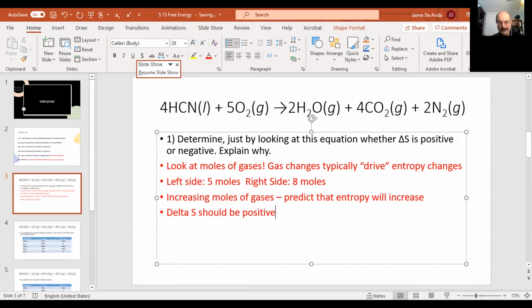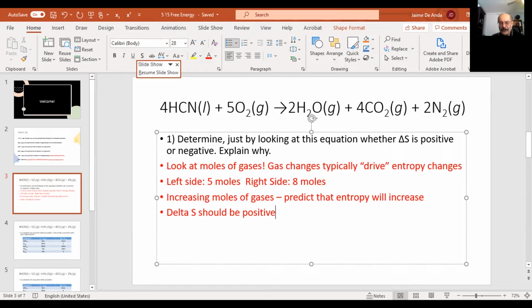You look for 2 major things. Is there a change in physical state from, let's say, solid to liquid or liquid to gas? And if there are gas reactants and or products, how does the number of moles of gas change? Because they're going to drive the whole entropy process. The entropy of gases is huge in comparison to liquids and solids.